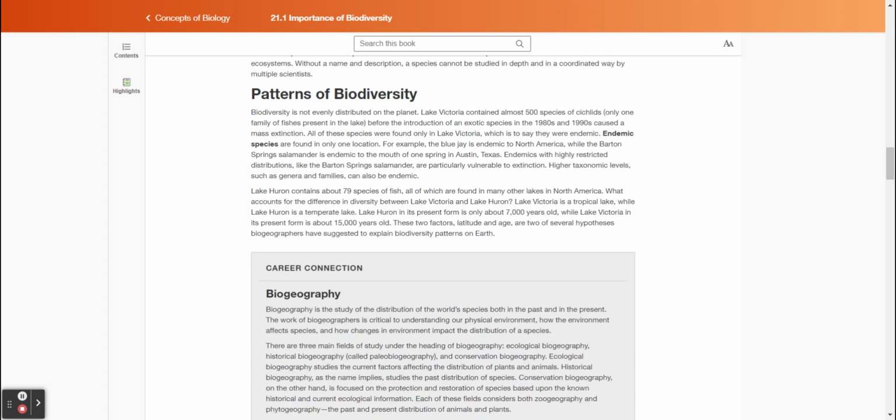Patterns of biodiversity. Biodiversity is not evenly distributed on the planet. Lake Victoria contained almost 500 species of cichlids, only one family of fishes present in the lake, before the introduction of an exotic species in the 1980s and 1990s caused a mass extinction. All of these species were found only in Lake Victoria, which is to say that they were endemic.